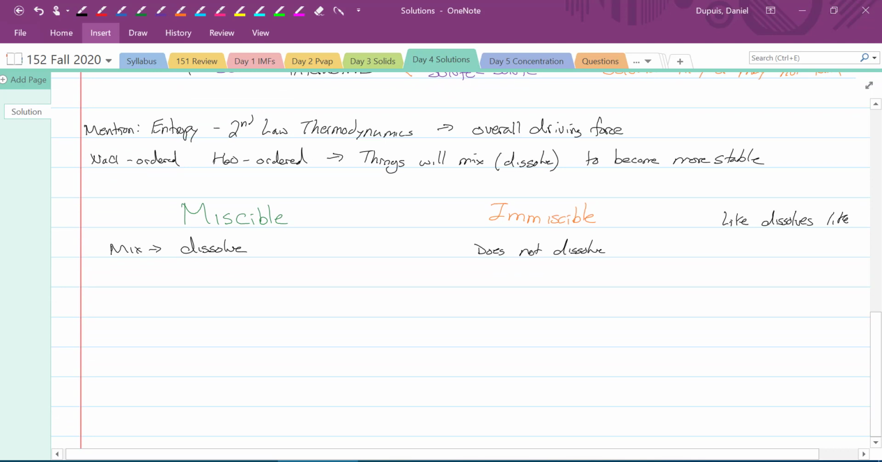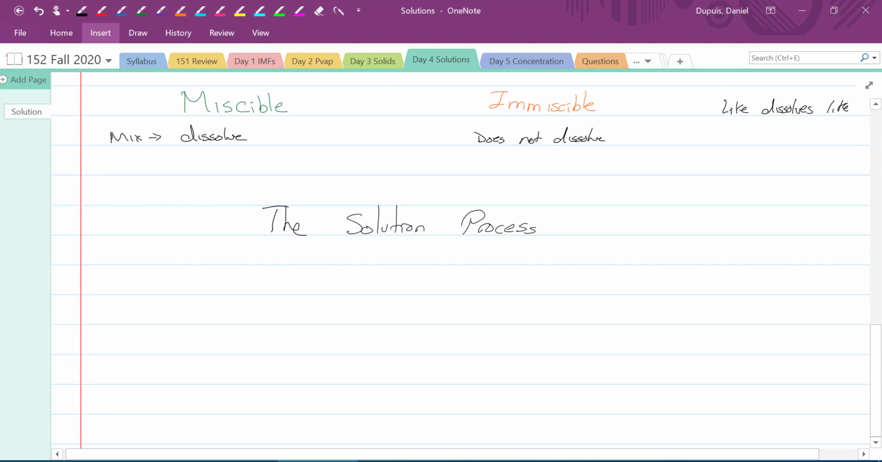So now let's talk about the solution process. Alright, how compounds dissolve. So this is the how. We'll use an example of NaCl because it's simple. So I have NaCl, and that's a solid. And we know that we're going to add water.